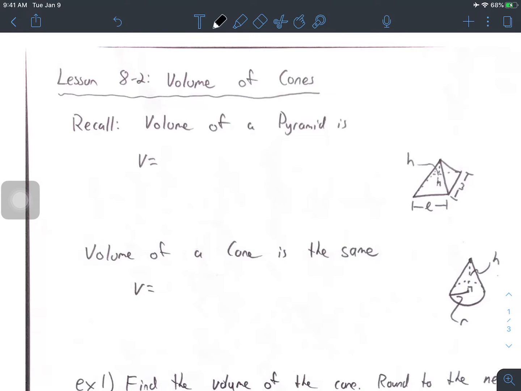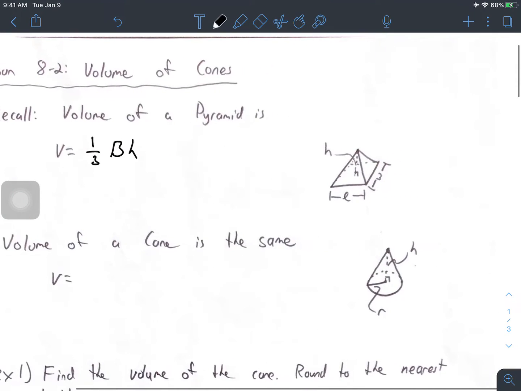All right, so today we're going to be talking about Chapter 8, Lesson 2. This is talking about the volume of a cone. Now, if you recall from last year in 7th grade, the volume of a pyramid, that formula was 1/3 times the area of the base and then multiplied by the height.